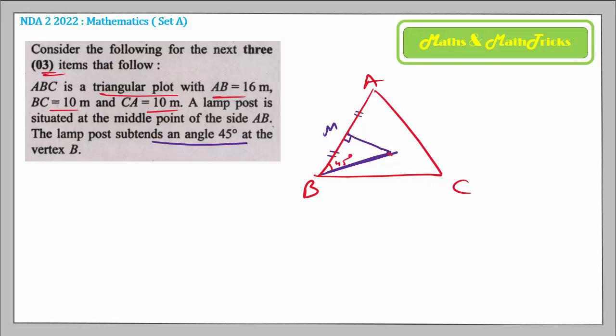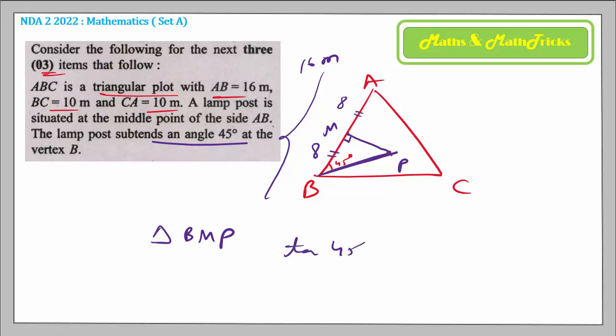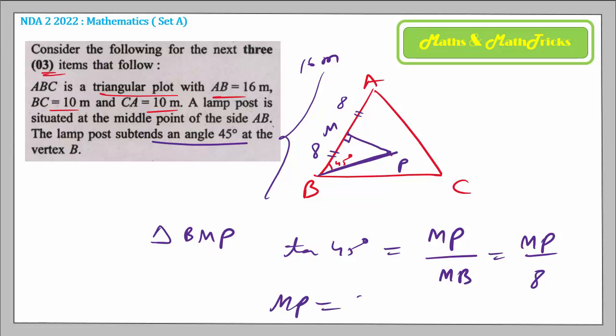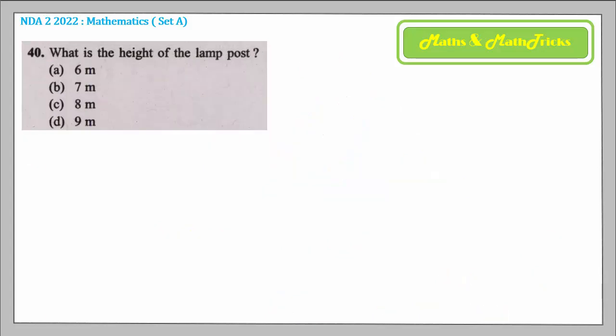So you know this fact that it subtends an angle of 45 degrees. What is asked of you in the next question is the height of the lamp post. Let us name it PM. So you can use the triangle BMP. You want PM in it. You know MB is 8, because the total AB is 16 meters. So if you use the tan 45° formula, it is MP upon MB, which is MP upon 8. So MP is therefore 8 into 1, that is tan 45°, you know. So it's 8 meters only. That's why the answer to this question number 40 is option C, 8 meters. The height of the lamp post is 8 meters.